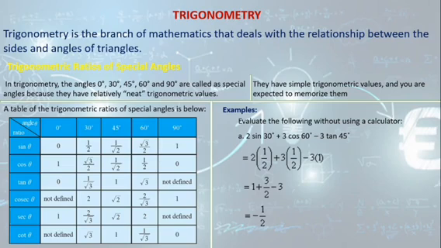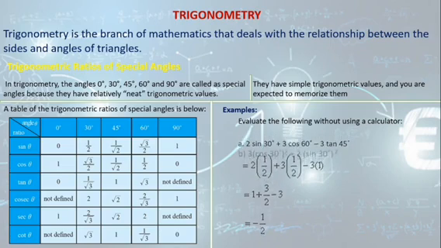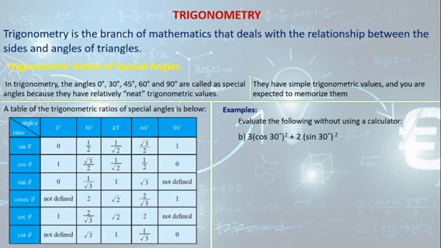Okay, so let's go to another one. We have another example here. It says 3 into bracket cos 30 degrees squared plus 2 into bracket sine 30 degrees squared. Now, obviously, cos 30 degrees, according to our table, is root 3 over 2, and sine 30 degrees is 1 over 2. So we insert the values. You have 3 times the square of root 3 over 2 plus 2 times the square of 1 over 2.